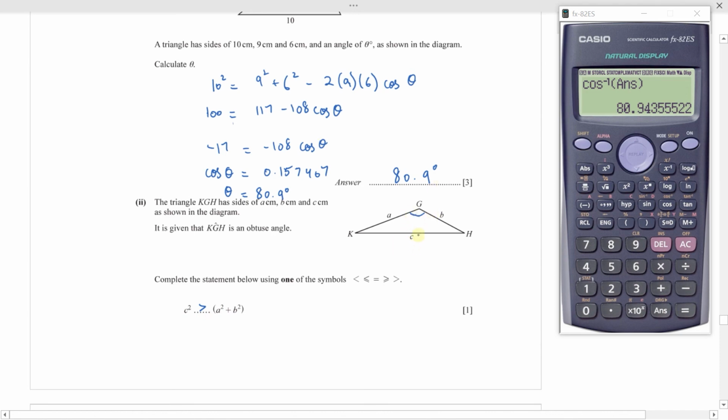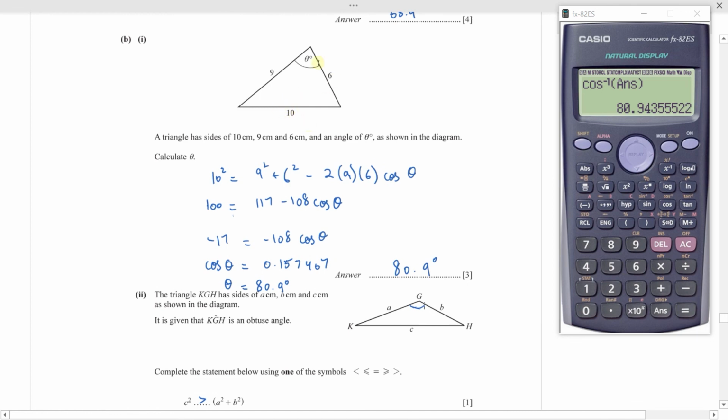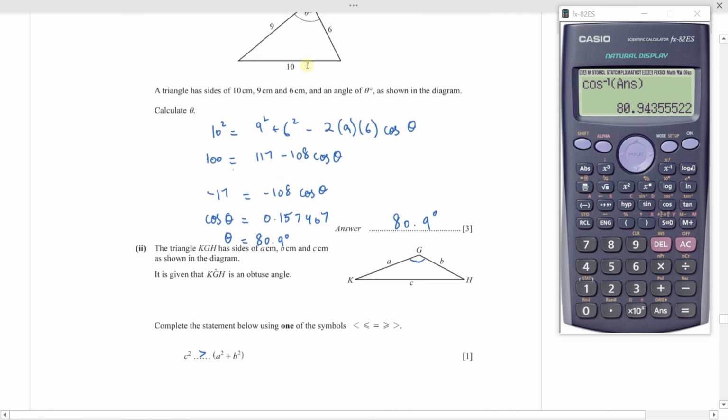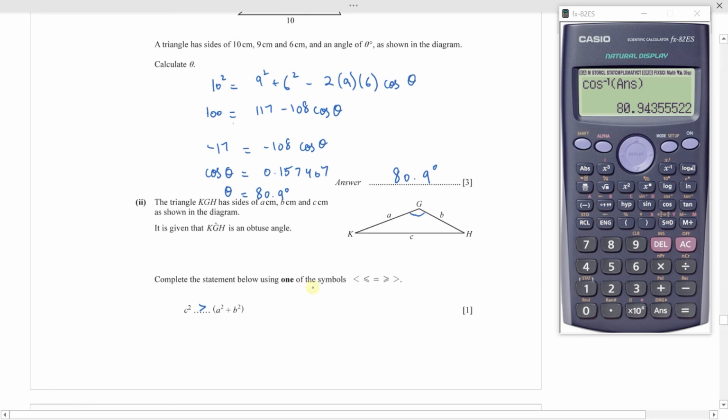If you apply the cosine rule on this triangle, similar to how we did it in the previous one, in fact exactly the same way, because we are looking at these three sides and the same angle as in this one, I get C squared, like we did here with 10 squared, equals the other two lengths, A squared plus B squared minus 2 times AB times cos of angle KGH.